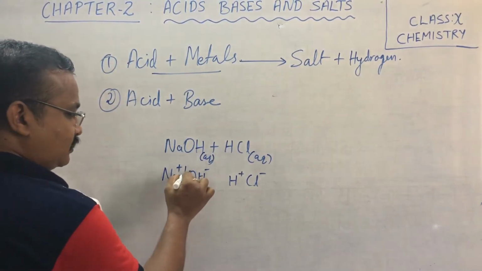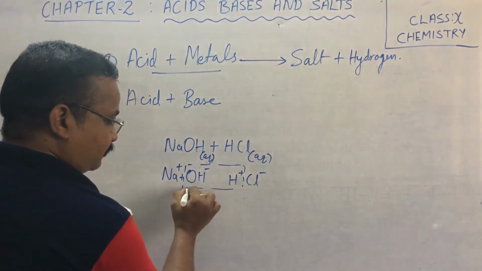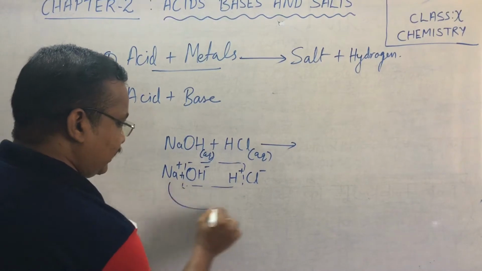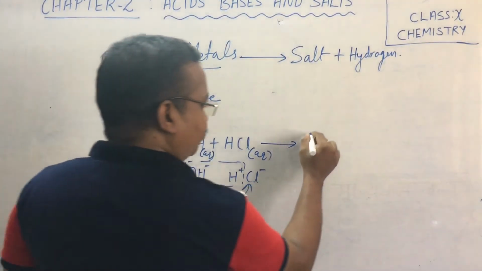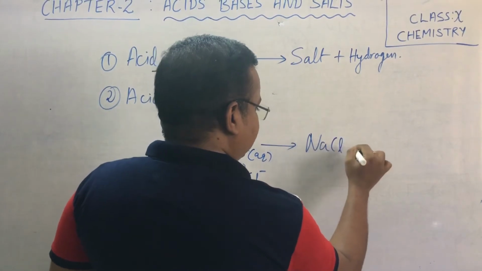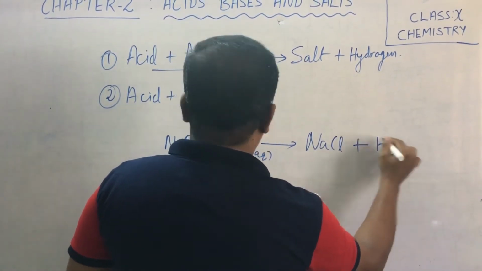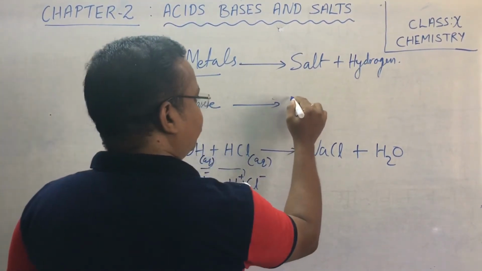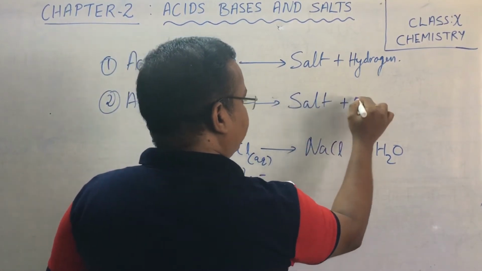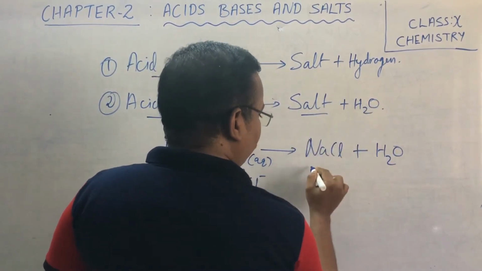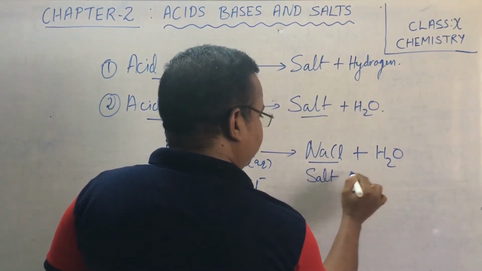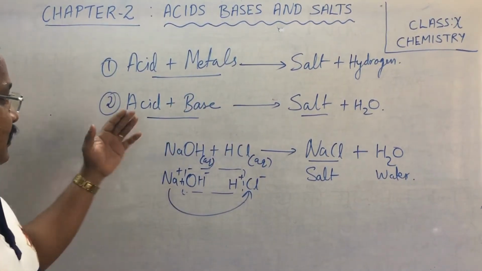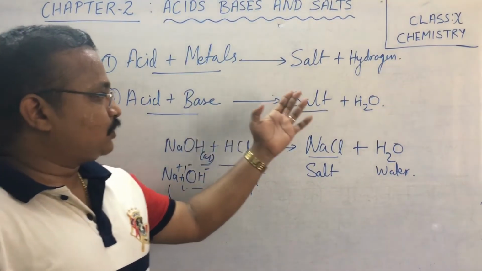Now what happens? This OH will catch up with this H positive. So these two will produce H2O, and Na and Cl will catch each other. They will produce NaCl plus H2O. What is the final product? We can write it as acid on reacting with base produces salt and water. Right? Here NaCl produced is the salt, and water is also produced. So always remember, children, acids on reacting with base will produce salt and water.